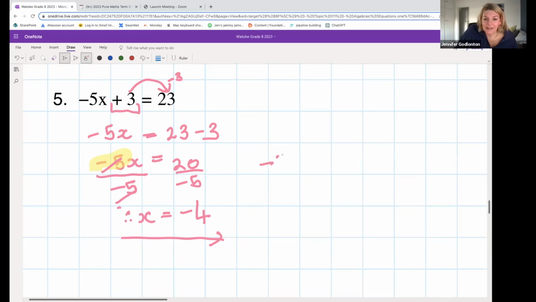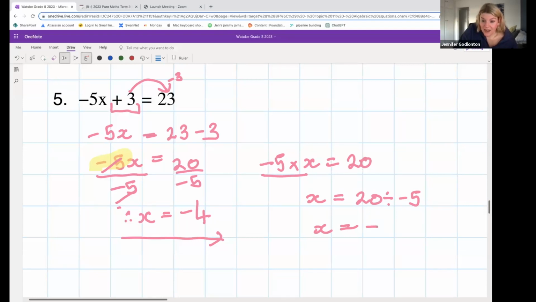So I'm just going to write this out a slightly different way. So we've got -5 times x is equal to 20. Okay, and so if I need to do the opposite of times -5, it's going to be divide. So we're going to say x is equal to 20 divided by -5. A positive divided by a negative is a negative. 20 divided by 5 is 4. So that's just writing it out in a slightly different way.